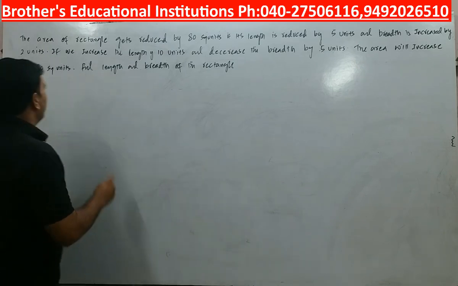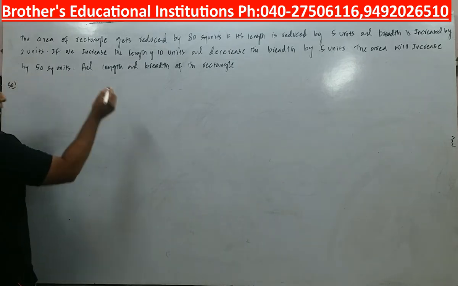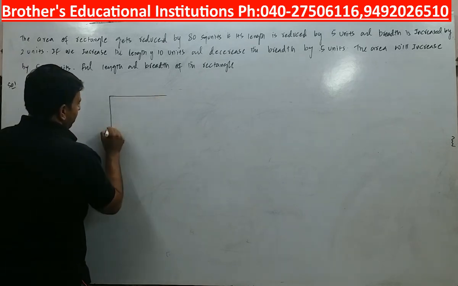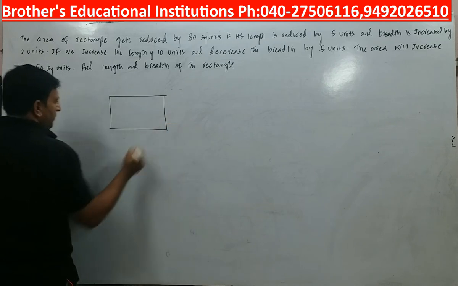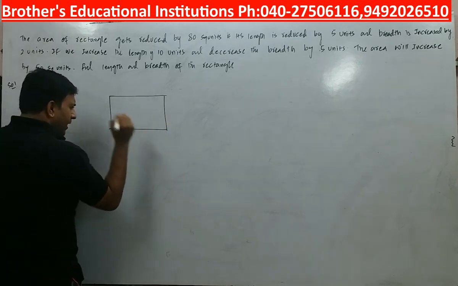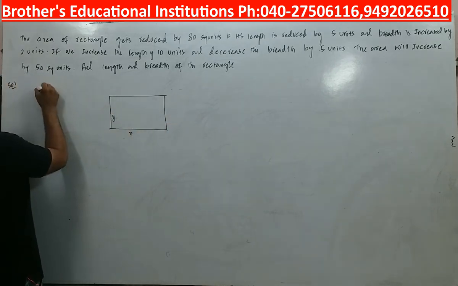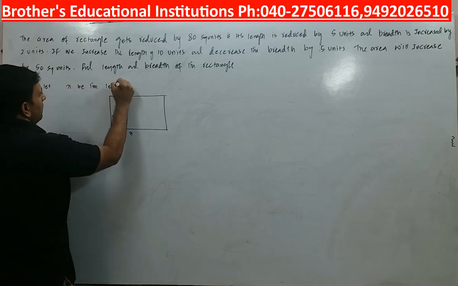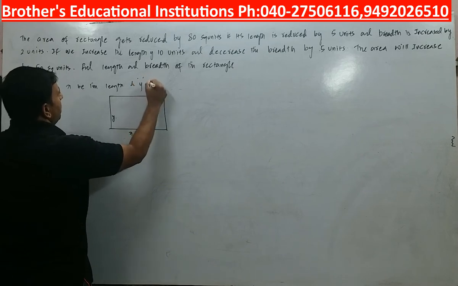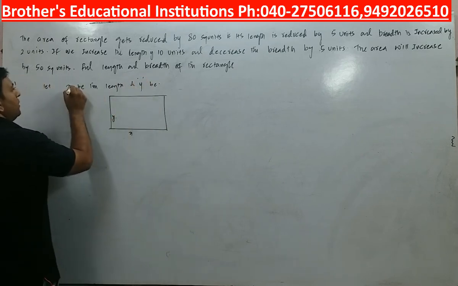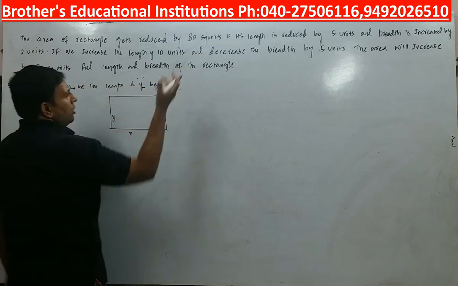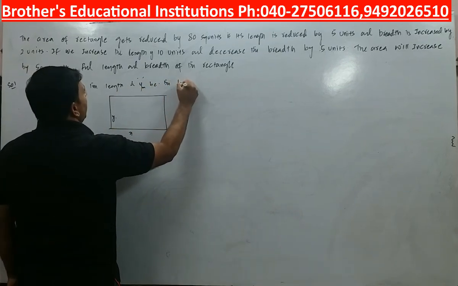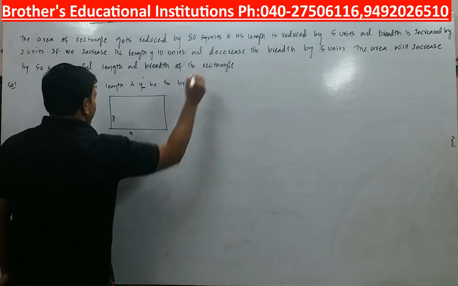Right? So let us start our problem. There are two variables, x and y, we have to assume. So this is my rectangle. Let x be the length and y be the breadth. I must mention, let x units be the length and y units, we do not know whether that is centimeters or meters, some units, be the breadth.